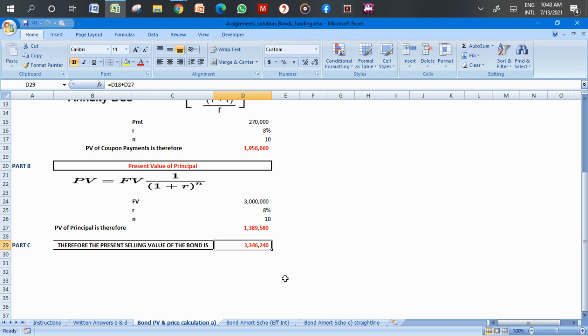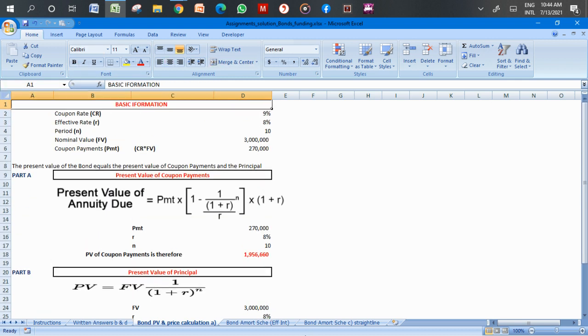If you want to get the price per bond, it's simple. You just take the present value of the bond divided by 30,000. Okay, so the price of the bond is 111,000.54. So we have covered question number 1.